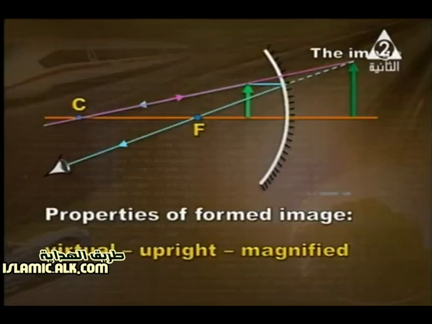We found that the image which is real is always inverted and formed in front. Properties of the formed image: virtual, upright, magnified. We see that the real image is always formed in front of the concave mirror and is always inverted, but the virtual image is formed behind the concave mirror and is always upright.